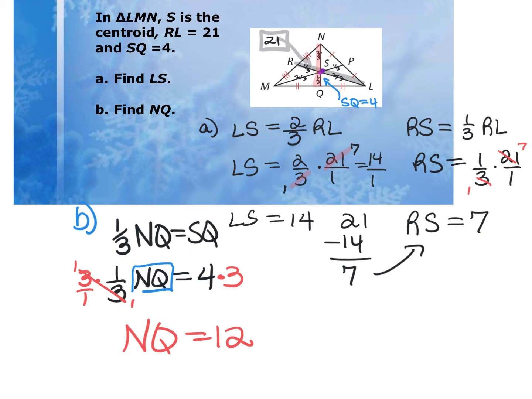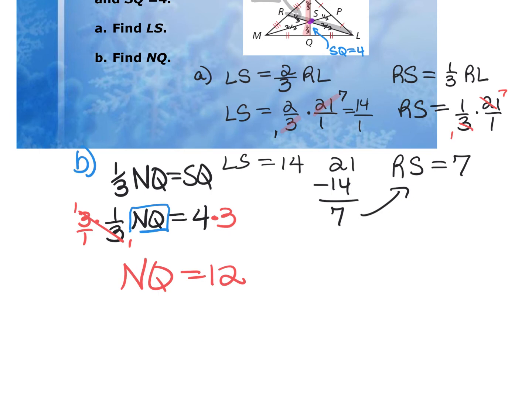If it asked me to find the length of, say, NS, again, I could just take 12, subtract the 4 that was given to me, and the length of NS would be 8. I could also have multiplied by 2/3 and then multiplied by its reciprocal. Either way works. Okay, so the next slide, we'll do another example.